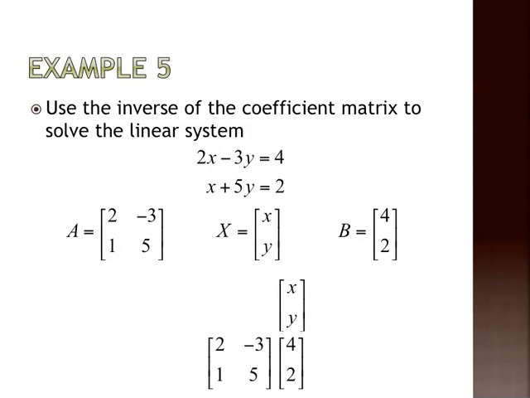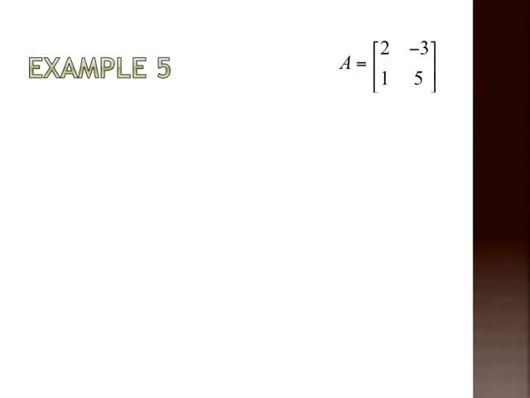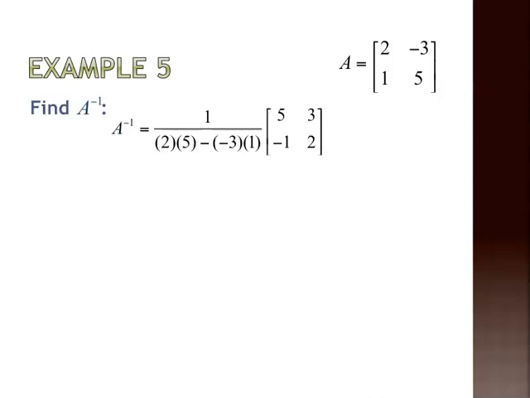So we're going to start off by finding the inverse of A. So I've written A up here in the corner. And to find A inverse, we're going to do 1 over the determinant, AD minus BC. And then we're going to have that matrix where you have A and D swapped, and B and C be the opposite. So that's 2 times 5 minus negative 3 times 1. That's the determinant in the denominator. We swap the 2 and the 5. And then we make the negative 3 and 1 the opposite.